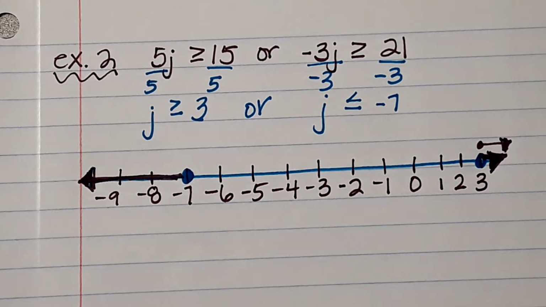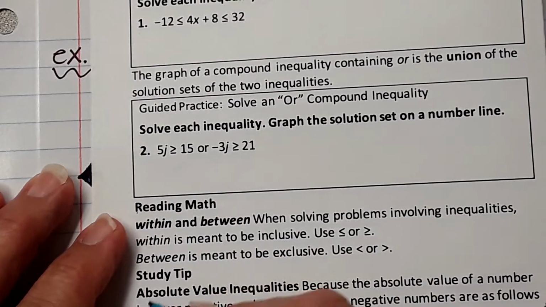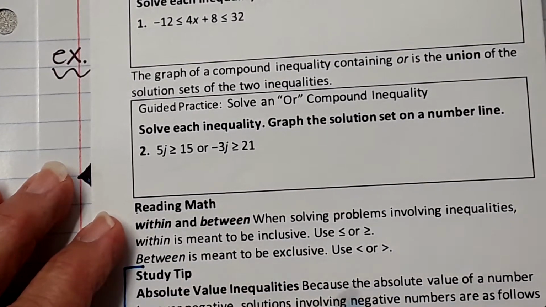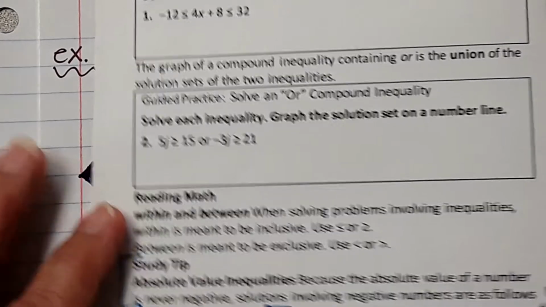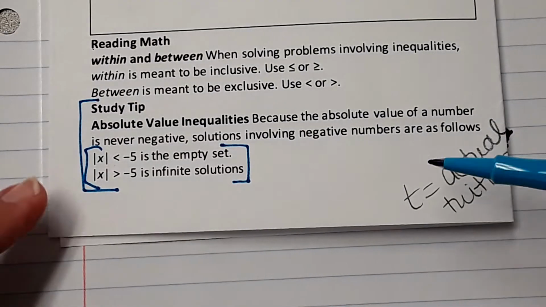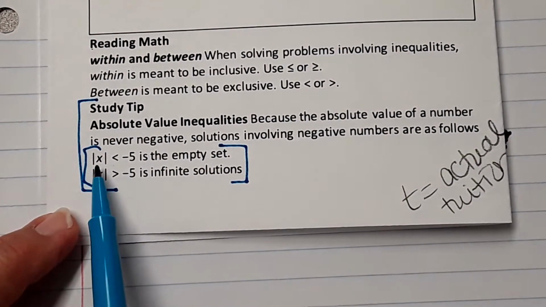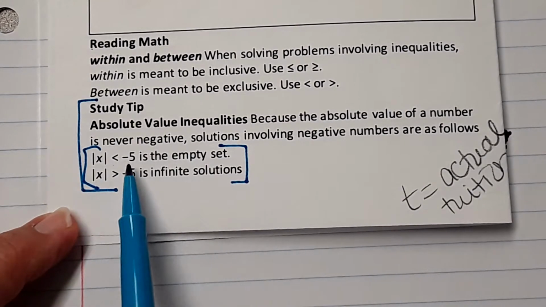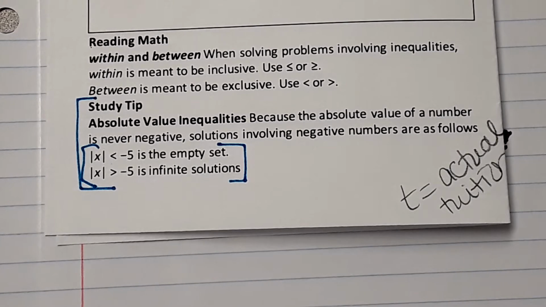Now, I want to point out a couple things for you. This study tip at the bottom of this page is really important. If you have an absolute value less than a negative number, then it's the empty set. If you've isolated the absolute value all the way down, it doesn't matter what's inside the absolute value. You could have 4x plus 7. If it's less than a negative number, your answer set is going to be the empty set automatically.